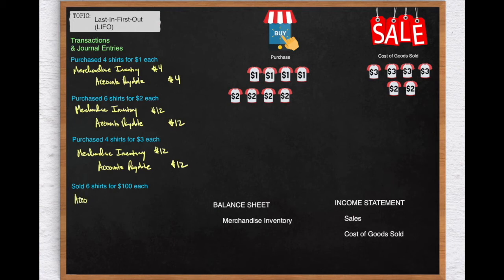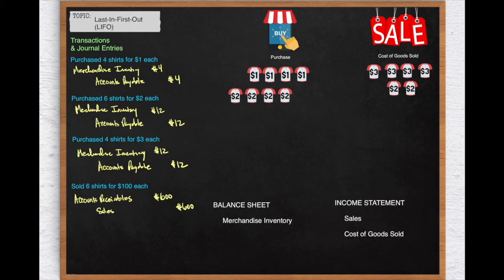When we do that, let's assume it's on account for the customer. Now we expect to receive money in the future. That's an asset, so you're going to debit accounts receivable for what we charge the customer, which in this case is 6 shirts for $100 each. That's going to be $600. Then you want to record your sales for the same amount, which is $600.